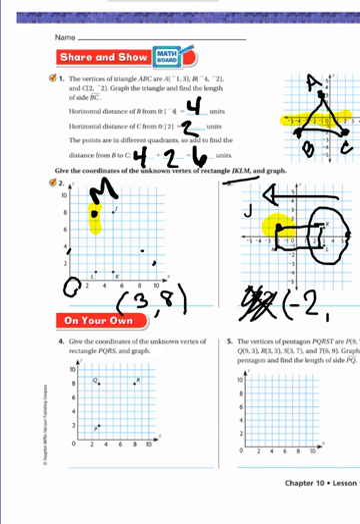-2 and 1. -2, 1. Okay, now you guys are going to go ahead and do number 4 and number 5 on your own. Number 4 and number 5 are very similar to our share and show examples. So go ahead and get started. When you're done, have your teacher check and you may move on to online homework.